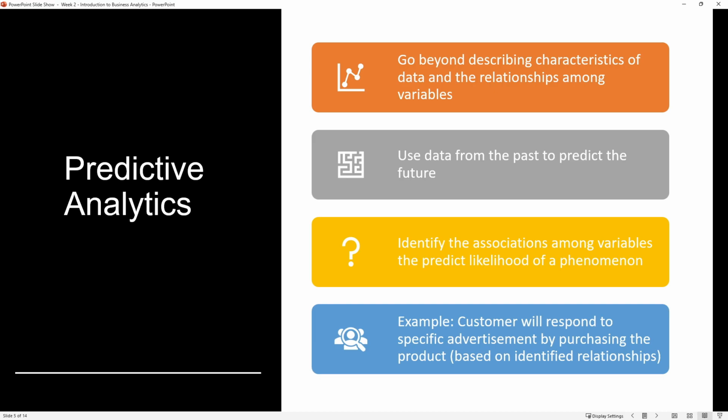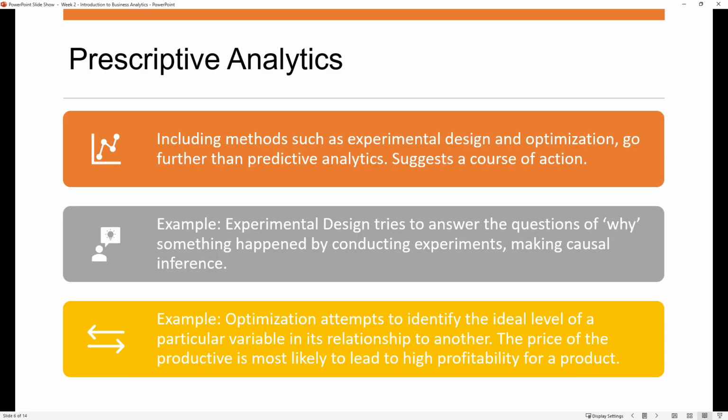An example of this is that a customer will respond to a specific advertisement by purchasing the product based on an identified relationship. Taking that a step further, we can use prescriptive analytics to answer the question of why something happened and suggest a course of action. So in prescriptive analytics, we can use methods like experimental design and optimization and take predictive analytics even further. This is where decision-making really starts to come in.